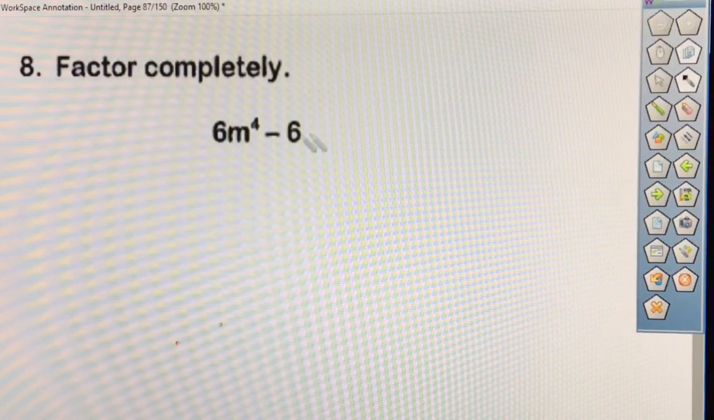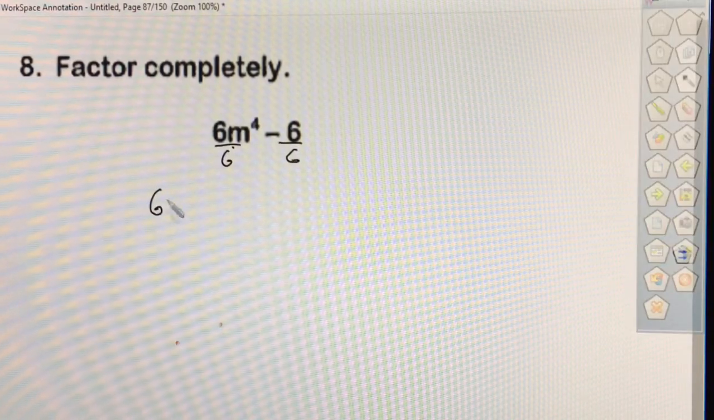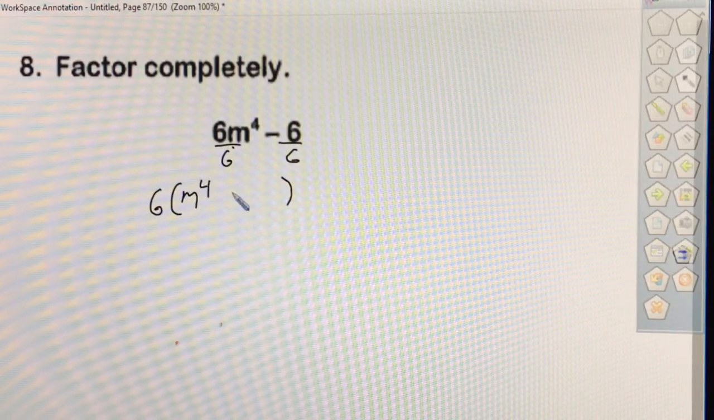Number 8, another factor completely. Notice this is not a perfect square. However, I can factor out a 6. I can divide each term by 6. And that's going to give me a GCF of 6 times m to the fourth minus 1.